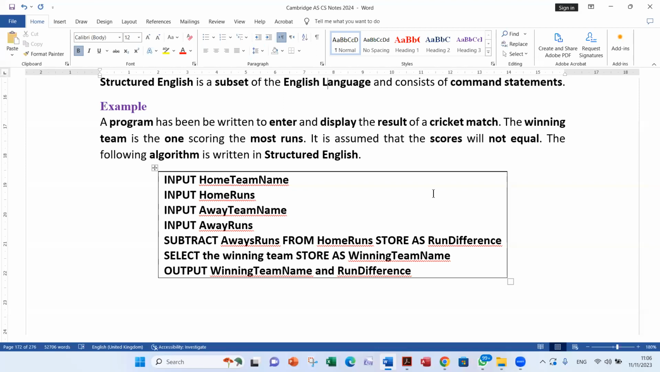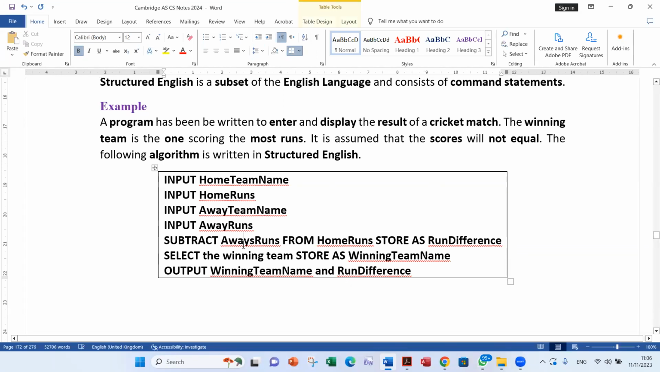So input home team name. So input the name of the team who is playing in his city. Input home runs. Also input how many points he collected. Then input away team name. Input the name of the other team that is a visitor. And input away runs, the number of scores he has earned. Okay, subtract away runs from home runs and store this as difference.